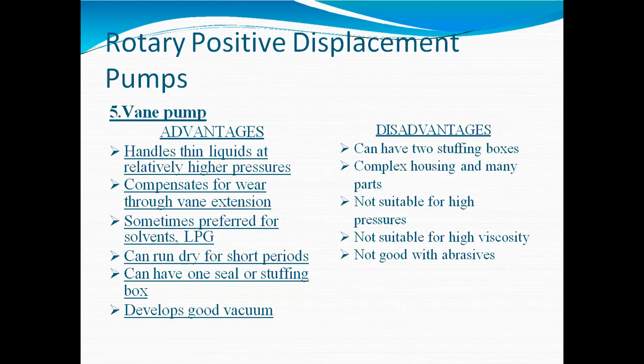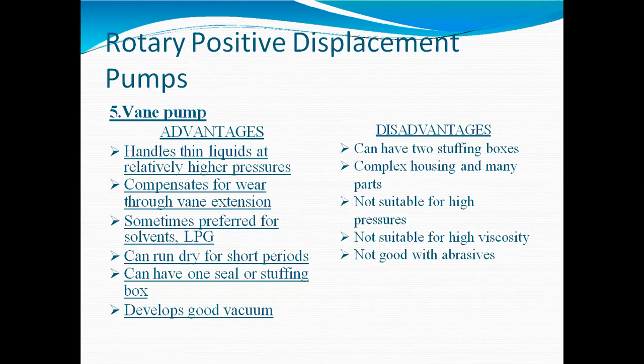So it is quite easier to replace the vanes than the whole gear assembly. Okay, it is again preferred for solvents like LPG. Then it can be dry run for a short period. If there is absence of any liquid or any oil, we can run this type of pump over a short period. Then it can have one seal. So there is no such requirement of a seal, and it can develop good vacuum.